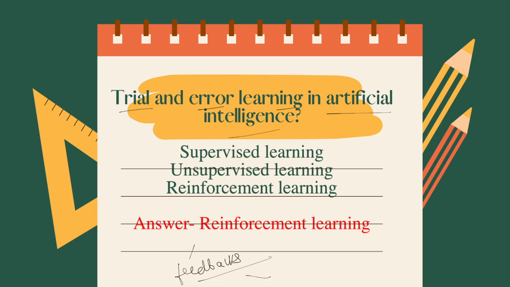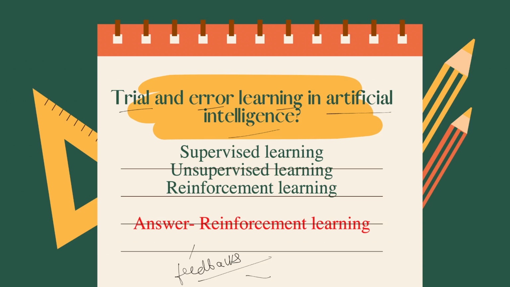It is basically feedback based learning. What happens here? The agent learns to behave in an environment by performing actions and seeing the results of the actions. Whatever the output was, it is going to take that feedback and use it for getting positive results later on.